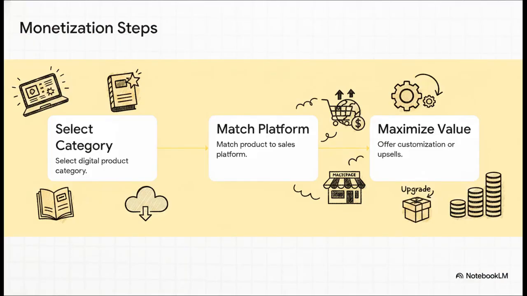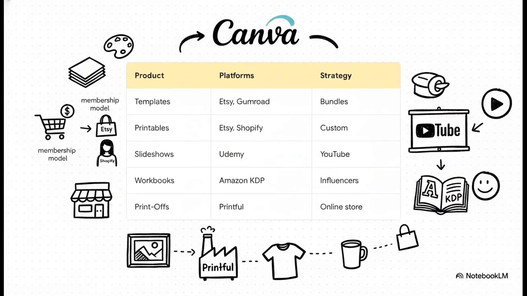Okay, Section 4, Turning Designs into Dollars, the monetization platforms. This is the climax of our explainer today. We've gone through 30 fantastic product ideas, but how do we actually turn them into revenue? Well, the strategy is simple, but it is absolutely vital. Step 1, select your ideal digital product category. Step 2, match that product to the optimal sales platform. And Step 3, offer customization or upsells to maximize the value. It all comes down to aligning the asset you just created with the exact marketplace where hungry buyers are already searching for it.